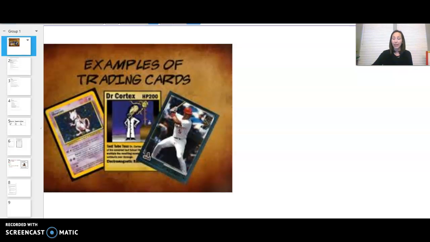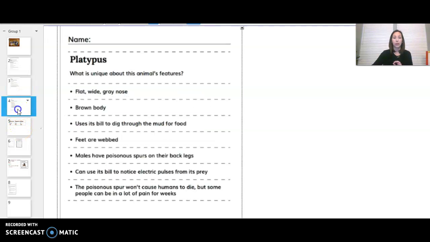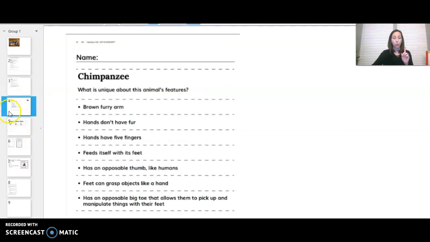So you're going to create a trading card for an animal. You'll need a few supplies for this writing. One will be your Wit and Wisdom workbook. In your workbook, you'll want to open up to handout 33A, Animal Evidence Organizer. There are actually 3 pages, and you'll just be focusing on one of them. I'll explain that in just a minute.